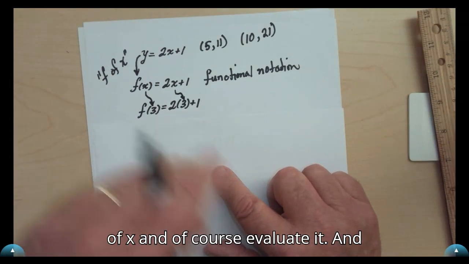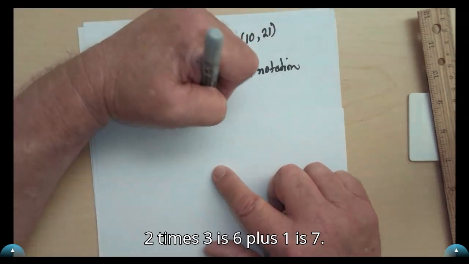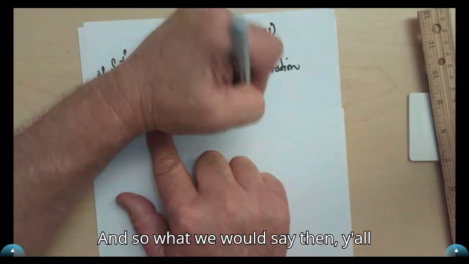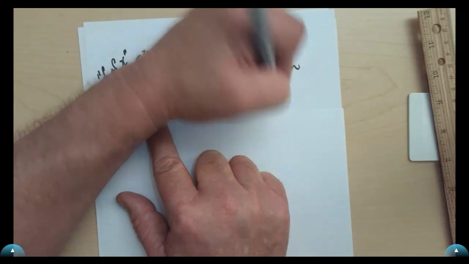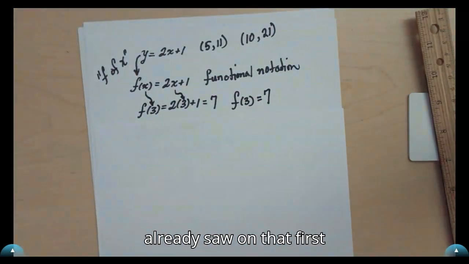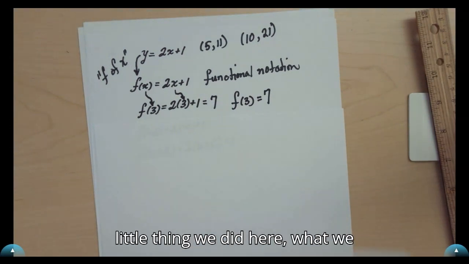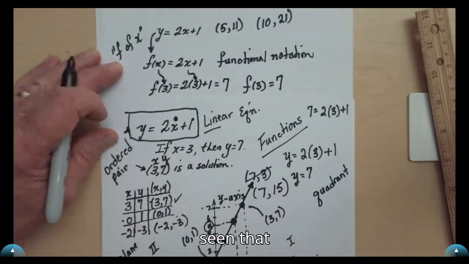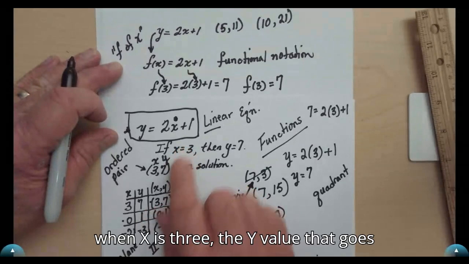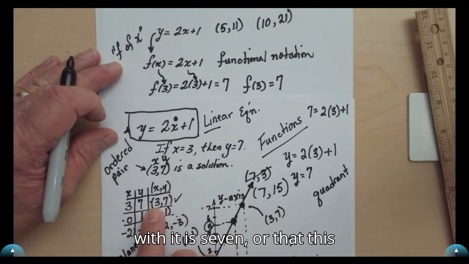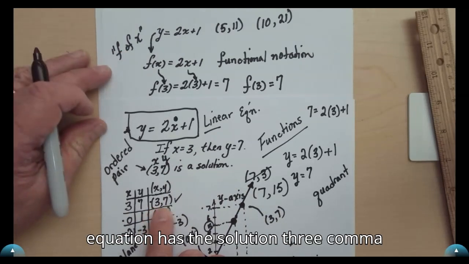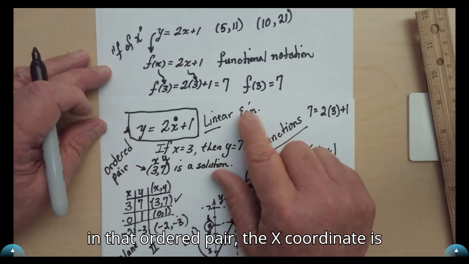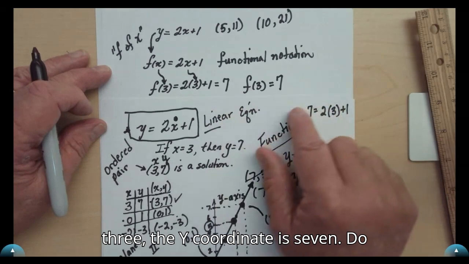So when I just write f of 3, that's literally instructing me what I'm supposed to do. Plug 3 in place of x, and of course, evaluate it. And 2 times 3 is 6, plus 1 is 7. And so what we would say then, y'all look here, is that f of 3 equals 7. Now, what we've already seen is that when x is 3, the y value that goes with it is 7, or that this equation has the solution 3 comma 7. So remember, in that ordered pair, the x coordinate is 3, the y coordinate is 7.